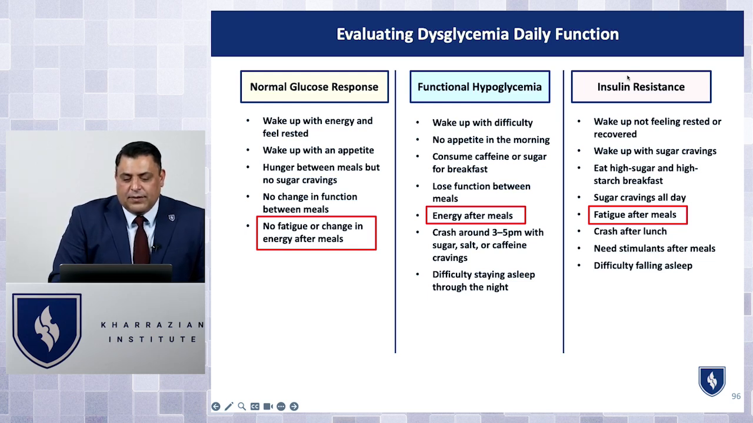With insulin resistance people, they wake up not feeling rested or recovered. They wake up with sugar cravings. They usually eat a high sugar, high starch breakfast, and then they get tired after they eat. They crash after lunch. They need stimulants like coffee to function throughout the day. And there can also be some intermingled hypoglycemia and insulin resistance patterns with some people.